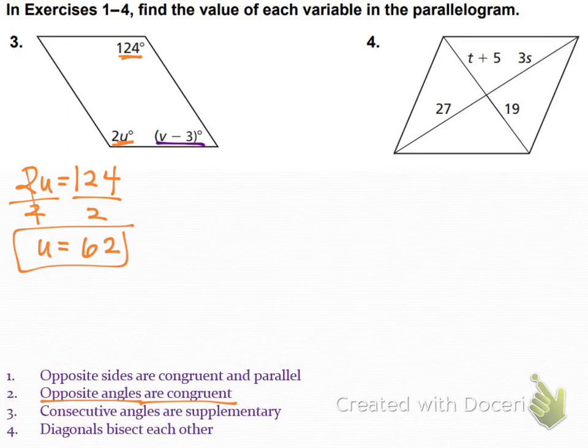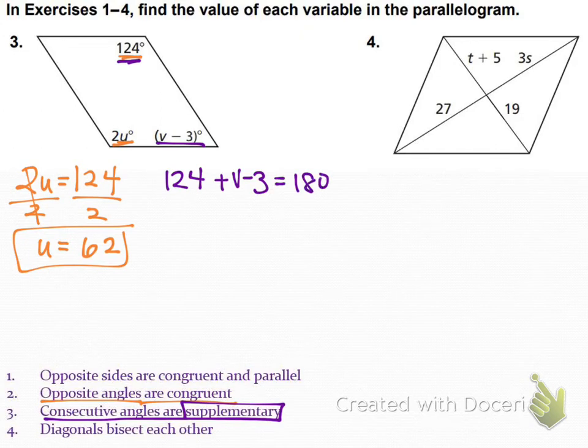62. To find v, is it a side, an angle, or a diagonal? It is an angle. We were given 124. So are they opposite angles or are they consecutive? Consecutive, which means that they are supplementary. So you can do one of two things. If you don't really feel like thinking and just want to be systematic, you can take 124 plus V minus 3 and they'll equal 180.